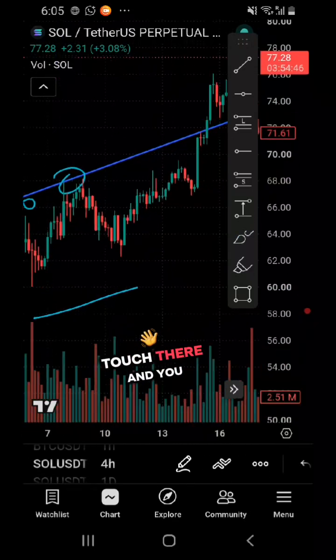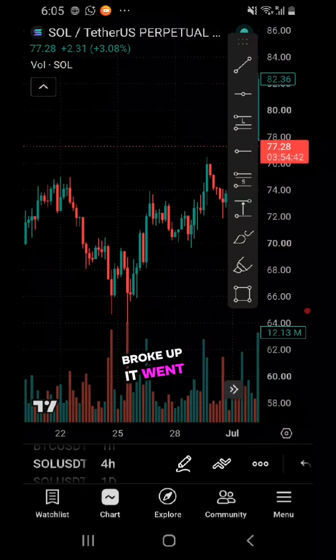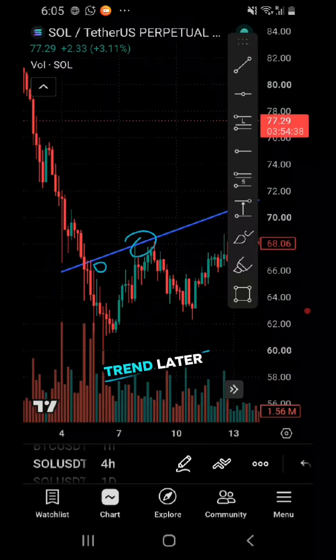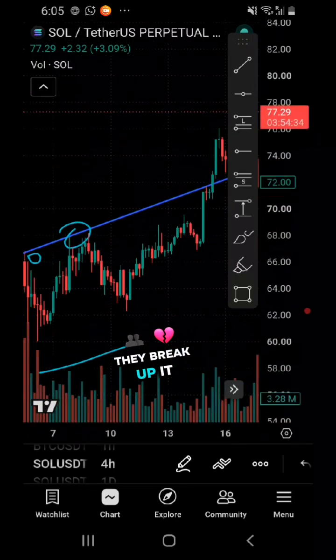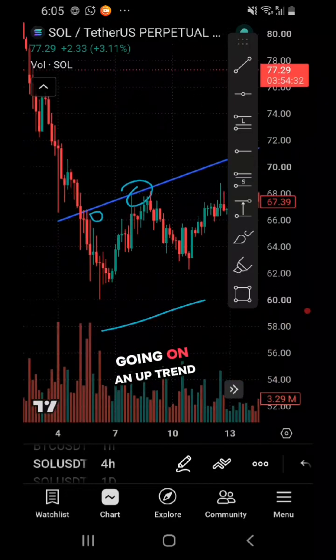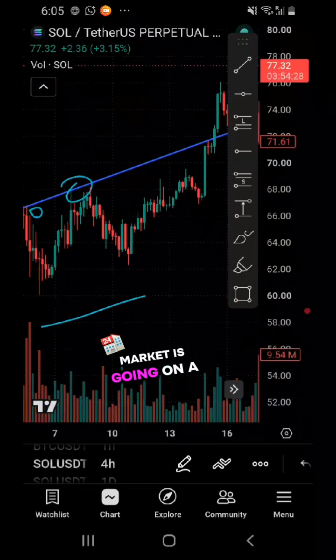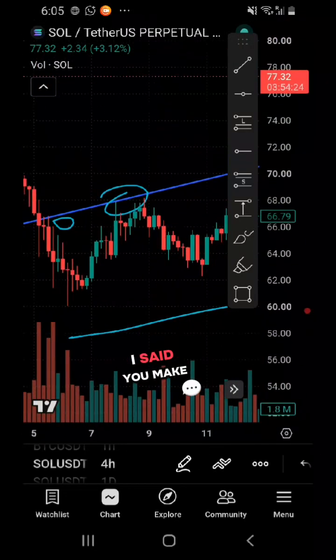okay, it touched there. And you see, when the market broke up, it went into an uptrend later. So trend lines, when they break up, it means the market is going on an uptrend, and when they break down, it means the market is going on a downtrend. How we draw it, I said, you make sure it touches at least 2 points of the place you want to analyze.